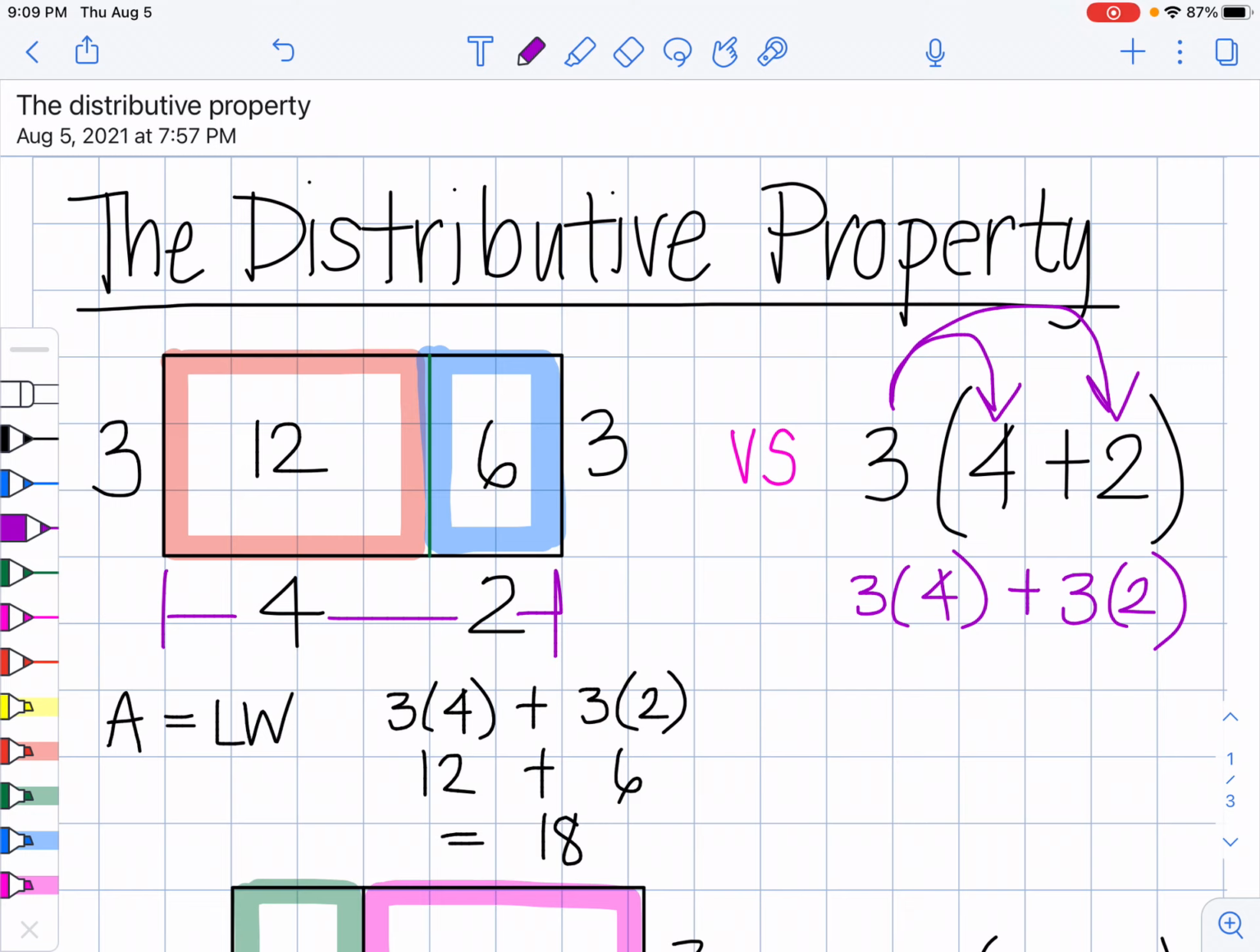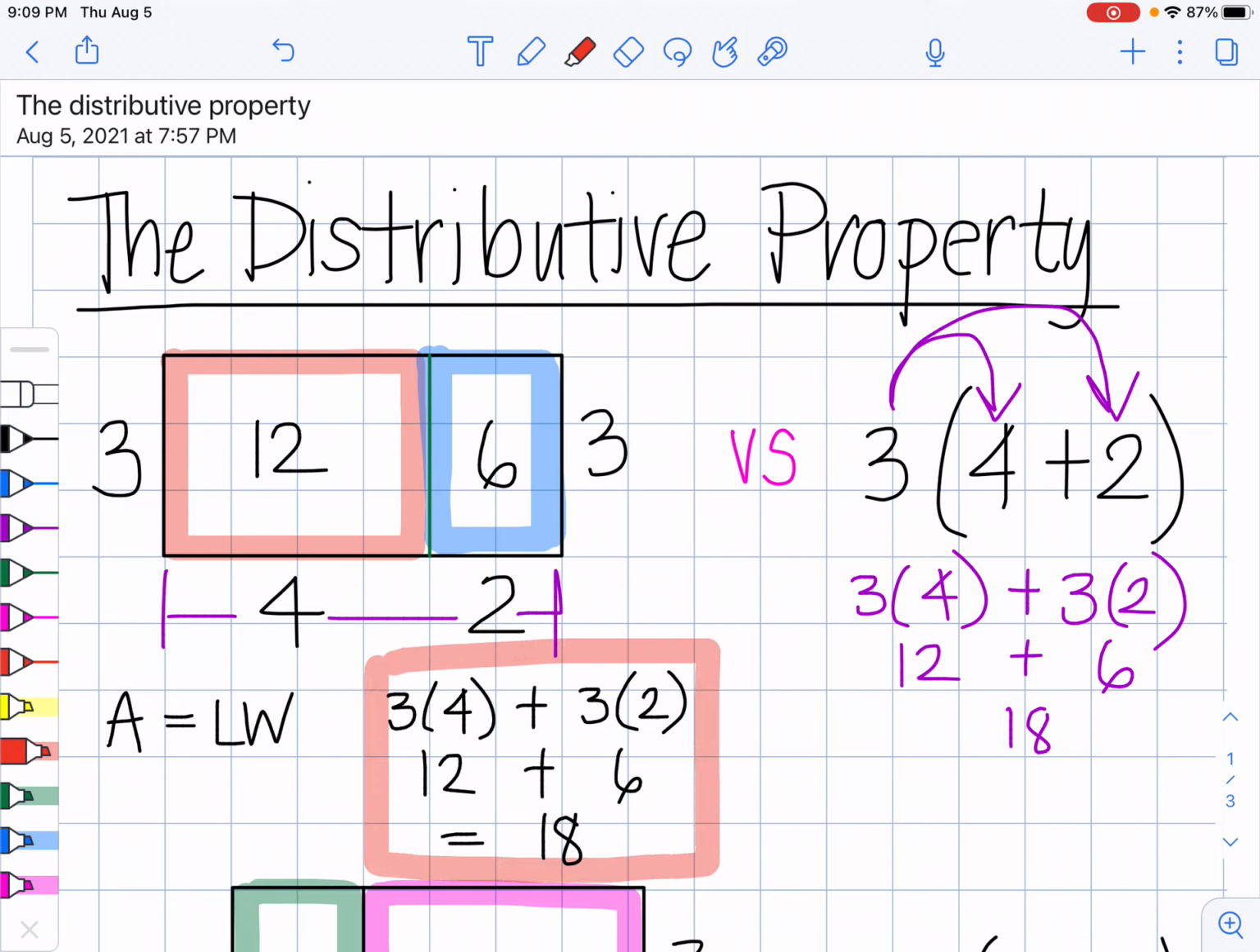Okay, so now we multiply using order of operations. Order of operations says I'm going to multiply first before I do adding. So I have to first multiply 3 times 4, which is 12, and then multiply 3 times 2, which is 6. And then I combine them together, which is 18. You'll notice all of this work is exactly the same. So I took this distributive property problem and made it basically into an area problem where I'm multiplying and finding the area of rectangles.